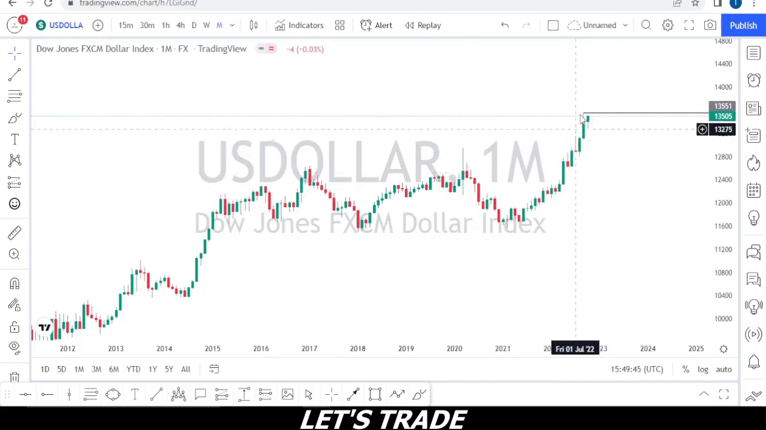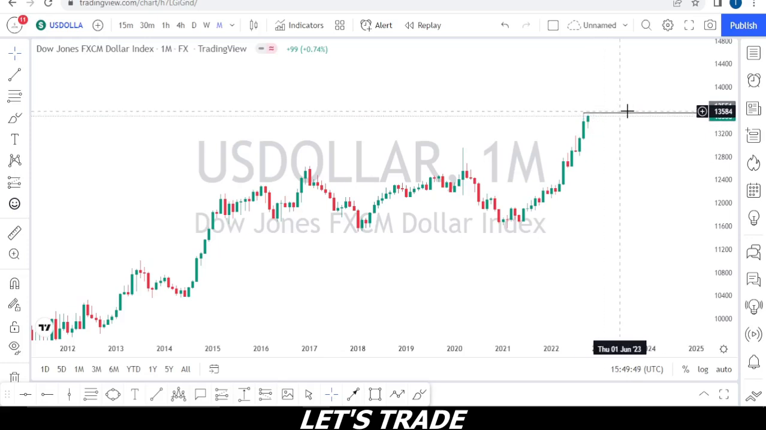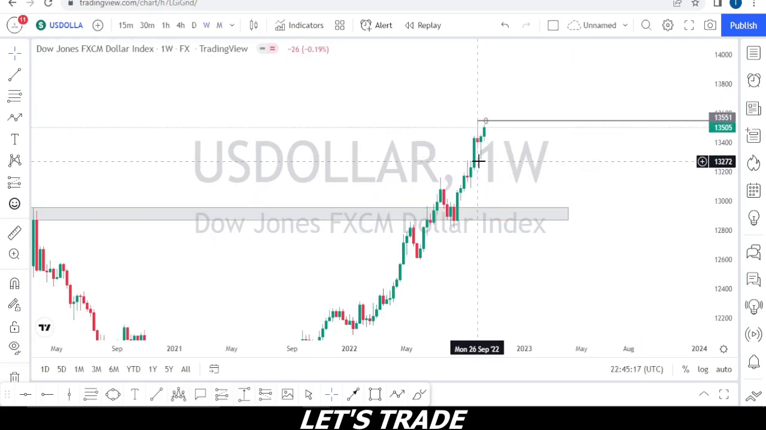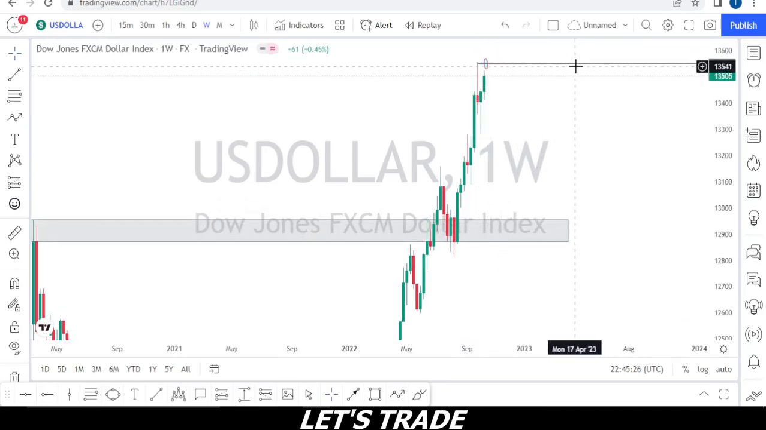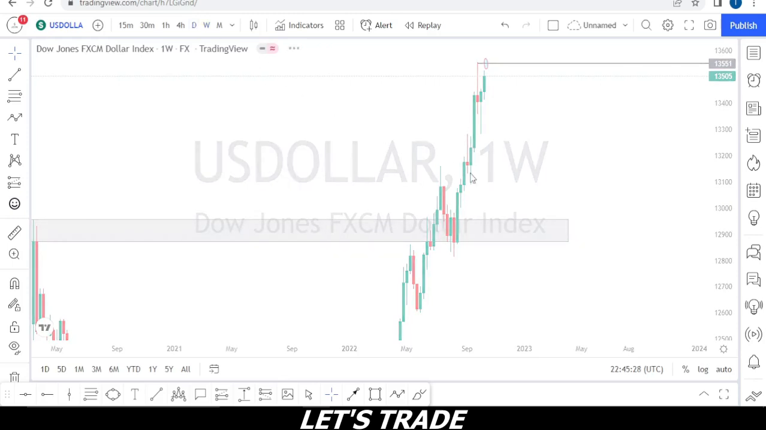Now this is the monthly time frame. I plotted this resistance here. I will show you on the lower time frame why this resistance is here. Sorry, the last 2 weeks we closed with a hammer candlestick pattern. Last week we also had some solid bullish momentum, so I'm expecting price to come into this zone. But let's go to the daily time frame and see what we have.